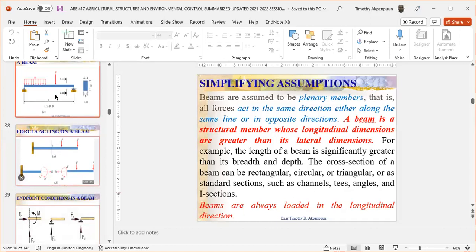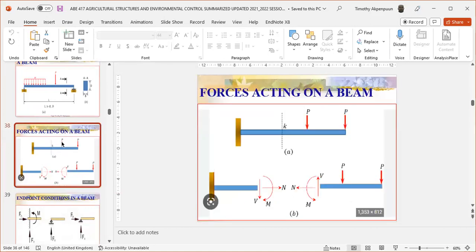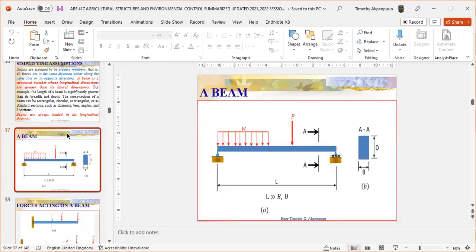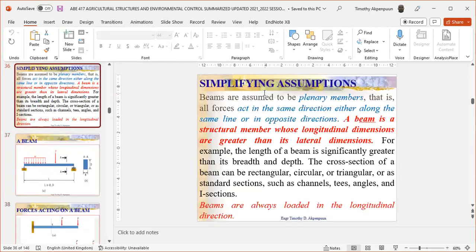I'll show you now. Look at this. It says beams are assumed to be planar members. A planar member is a member that receives forces that act in the same direction, either along the same line or in opposite direction.